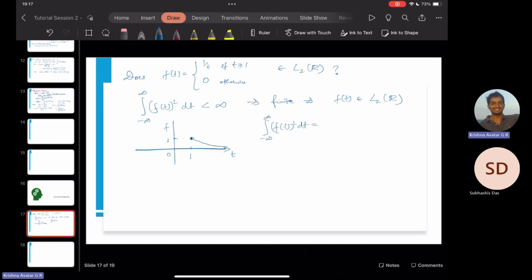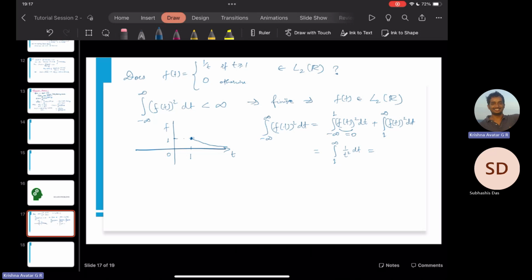This can be broken down into the integral from minus infinity to 1 of f(t) whole squared, plus the integral from 1 to infinity of f(t) whole squared dt. And we recall that over the values of t from minus infinity to 1, f of t is 0. So what we have is the integral from 1 to infinity, where f of t is 1 by t. So it becomes 1 by t squared dt.